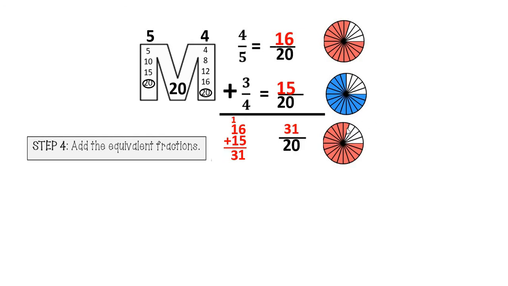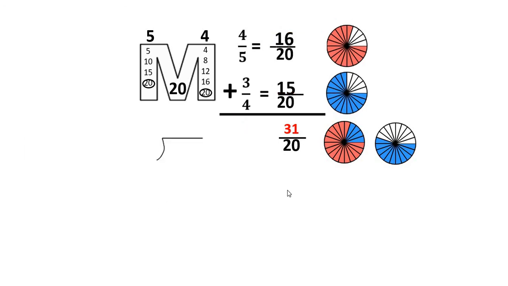And again, I'll show that to you with the picture. Here's my 16. I'm going to add 1, 2, 3, 4, 5, 6, 7, 8, 9, 10, 11, 12, 13, 14, 15. So that's what they look like added together, 31/20.